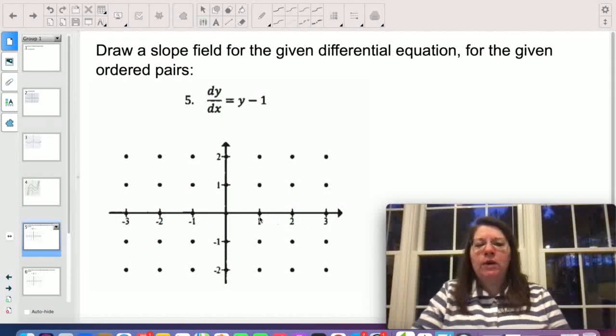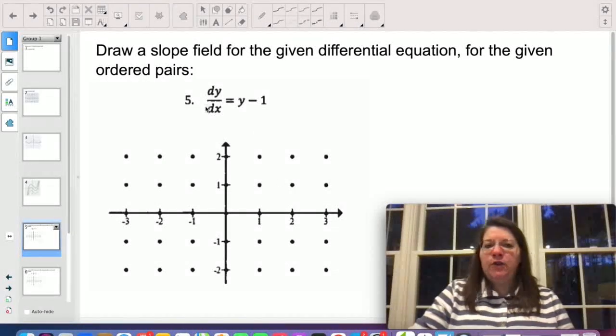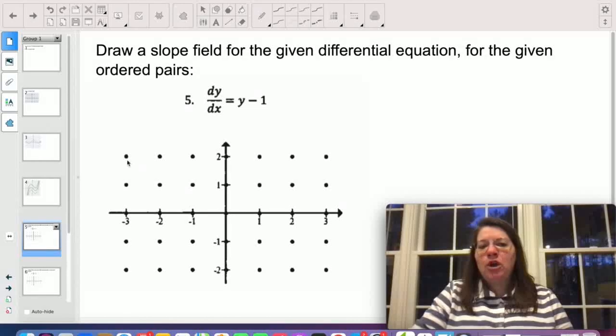So here we have a coordinate system, and it goes from -3, -2 all the way up to 3, 2. And notice they have put ordered pairs in here for every integer ordered pair within that range. And what they want us to do is draw the slope field for the differential equation dy over dx equals y minus 1. So what we're going to do is make a chart, and that chart is going to include all of these ordered pairs.